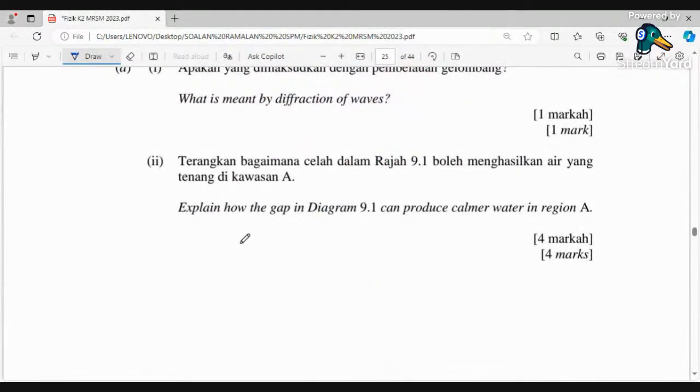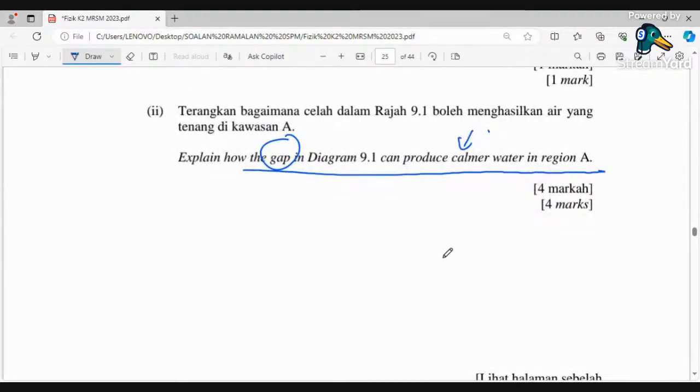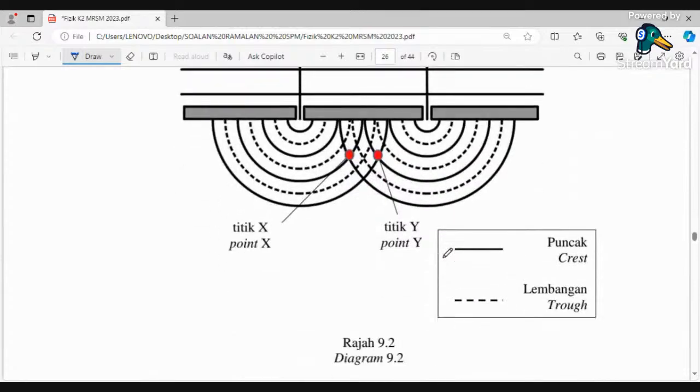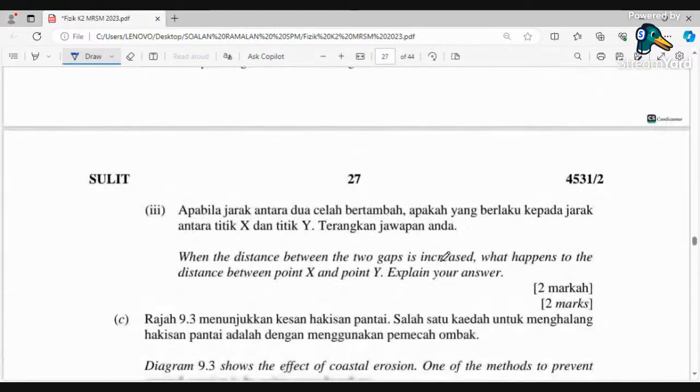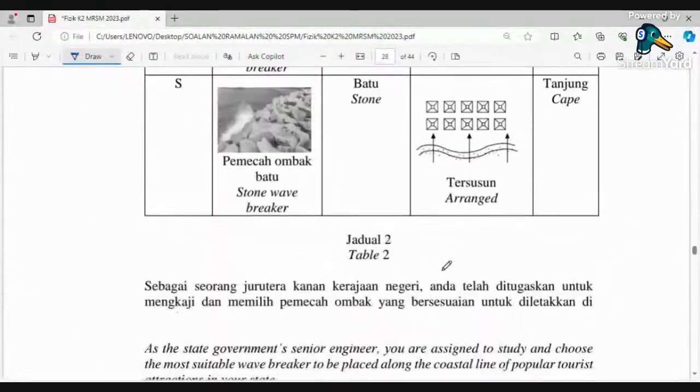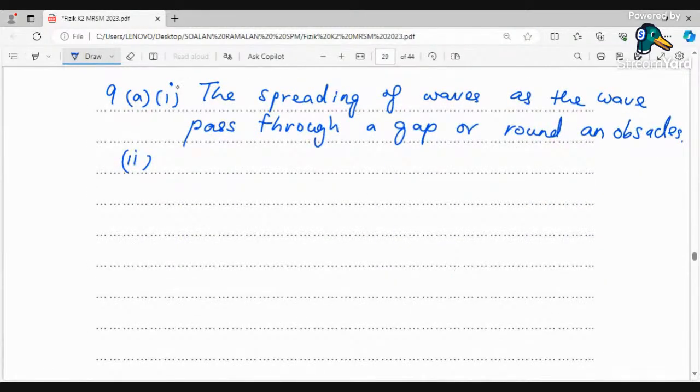Okay, explain how the gap can produce calmer water. Okay, kalau nak produce calmer water, kita nak hasilkan more obvious effect of diffraction. Okay, so how to produce more obvious effect of diffraction? Okay, kita boleh tulis dalam point form dan sebagainya, tak ada masalah. Okay, ini yang pertama, sentence yang pertama.